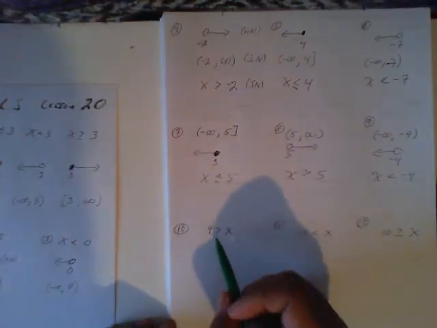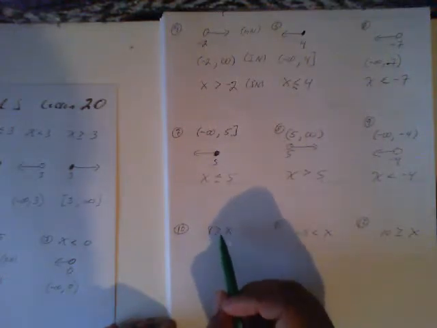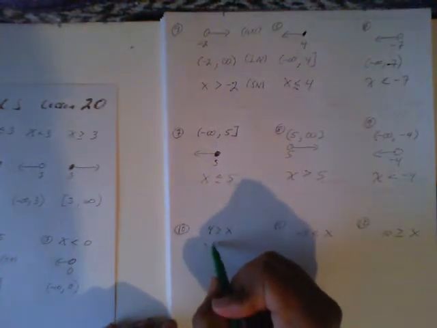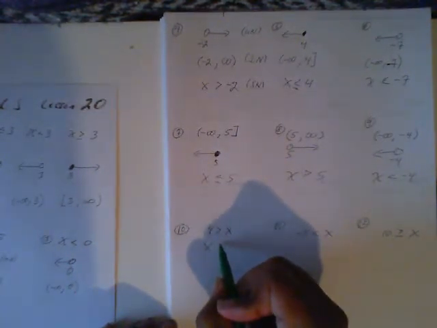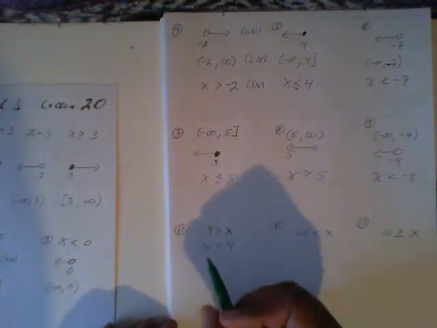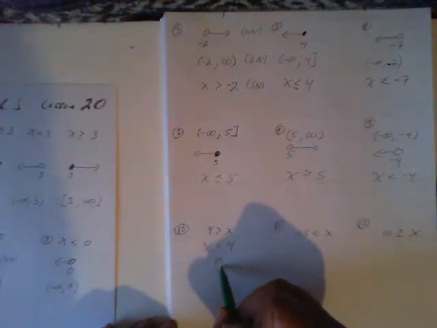Now, the problem with this is that x is not on the left side. So we got to flip this over first. So this becomes x is less than 4. Okay, and now we can go ahead and start working on it. X is less than 4, so we'll have 4 here, and less than goes to the left, and it's open. That'll also be negative infinity to 4 with a parenthesis, because it does not include 4.